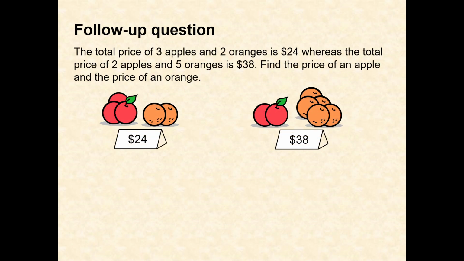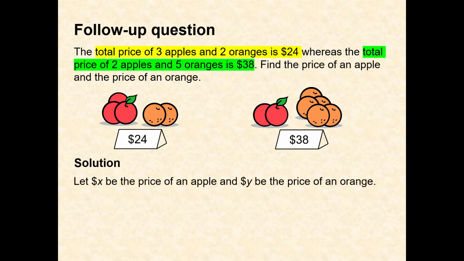Here comes the last example. The total price of 3 apples and 2 oranges is $24, whereas the total price of 2 apples and 5 oranges is $38. Find the price of an apple and the price of an orange. That means 1 apple and 1 orange. So we let $x to be the price of an apple, and we let $y to be the price of an orange.